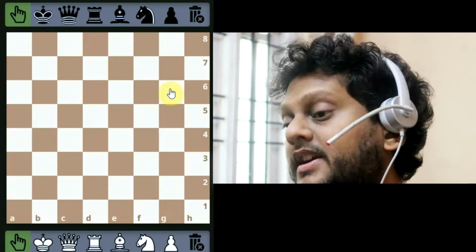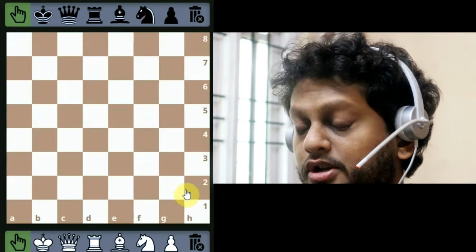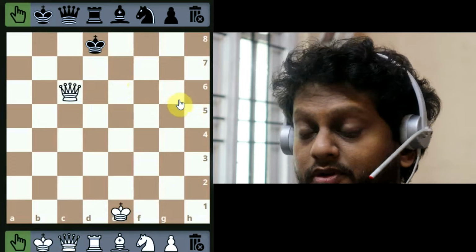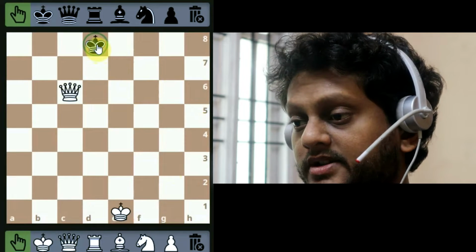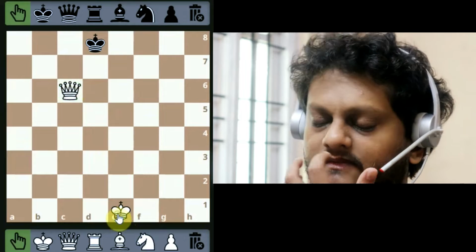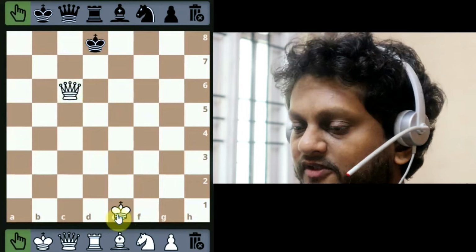In front of you, you have the empty board. Let me arrange the position now. And now here is the position. There are only three pieces, so it's very easy for you to understand. Your opponent's king is on d8, your queen is on c6, and your king is as usual on g1. This is the position.